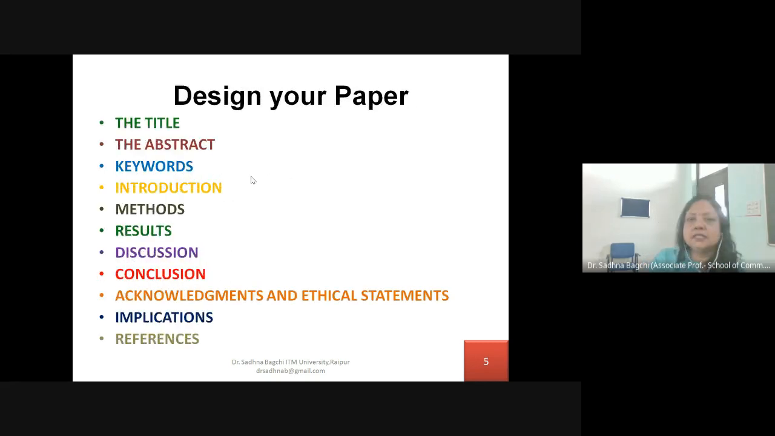Now come to the design. How to design your paper? Designing your paper means these are the parts and things that must be part of a research paper. The title: a perfect and accurate title.